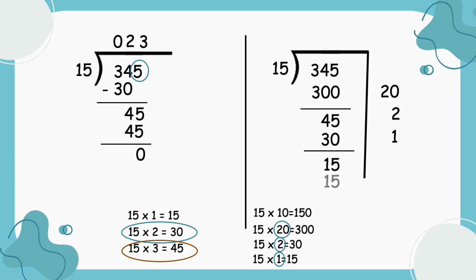Then subtract 15 minus 15 equals 0. Now add all the chunks together. 20 plus 2 plus 1 equals 23. So they are the same answer.